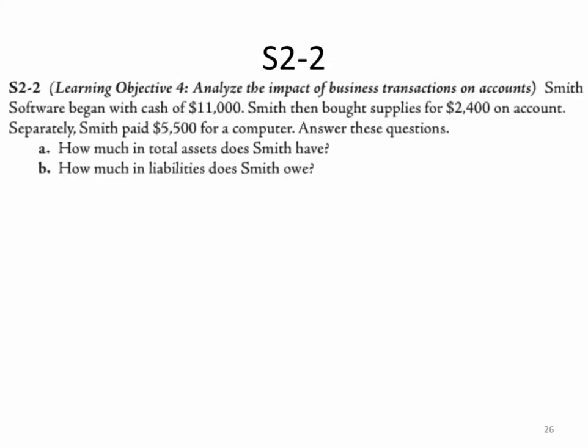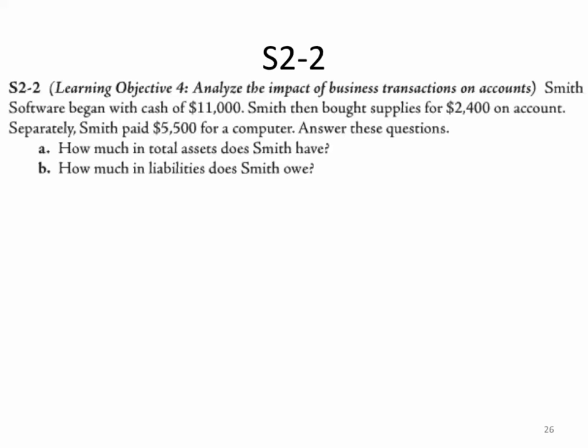Okay, so now what we're going to do is short exercise 2-2. If you have it in front of you, you probably want to turn to it. Okay, so we have the company. I'm going to skip to the bottom. We need to A, figure out how much total assets the company has, and B, how much in liabilities the company owes. So we go back to read it. Smith Software began with cash of $11,000. Smith then bought supplies for $2,400 on account, and separately, Smith paid $5,500 for a computer.